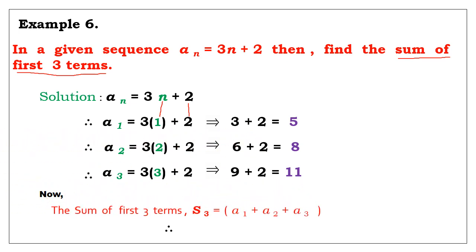now the sum of first 3 terms is denoted by S3. To get the S3, S3 is equals to a1 plus a2 plus a3. We know that to get the sum of first 3 terms, we are adding a1 value plus a2 value plus a3 value. Therefore, S3 is equals to 5 plus 8 plus 11 equals 24. Therefore, the sum of first 3 terms of the given sequence is 24.